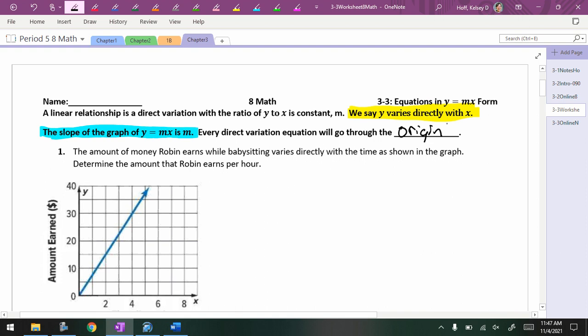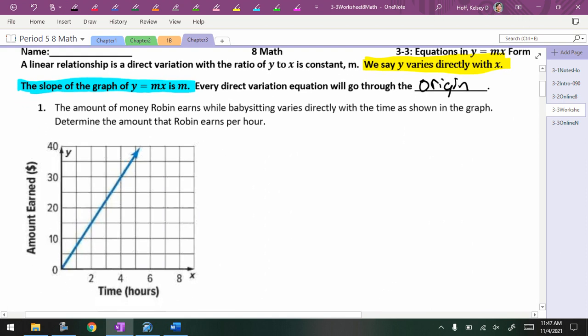The amount of money Robin earns while babysitting varies directly with the time, as shown in the graph. Determine the amount of money that Robin earns per hour. When they ask you this, when they talk about per or each, they're really talking about your slope or your rate of change. So what they're asking us to do here is use the graph, find the slope, and explain what that means.